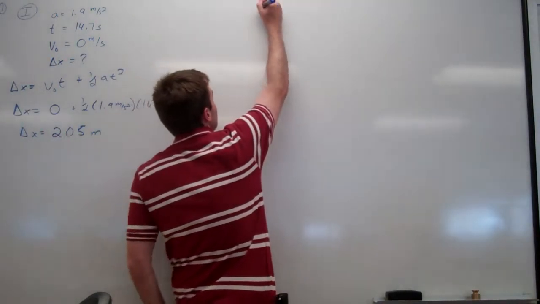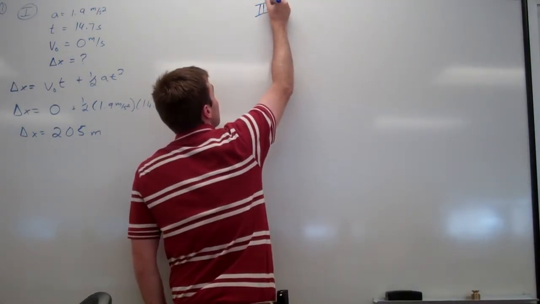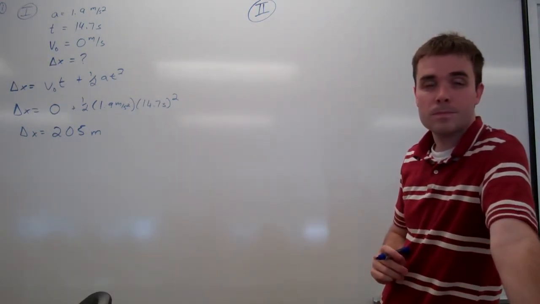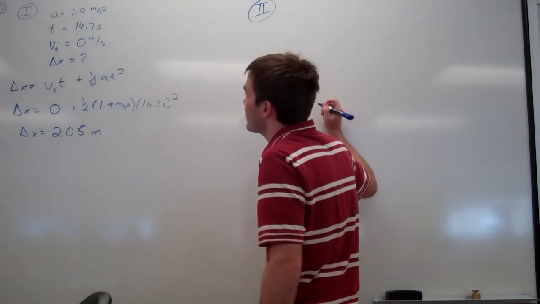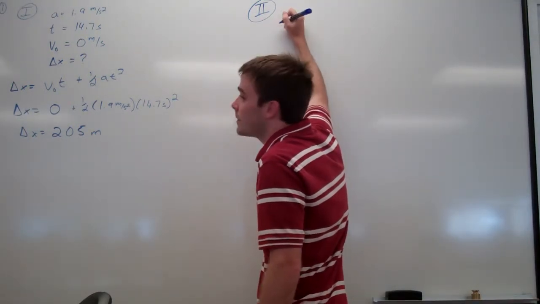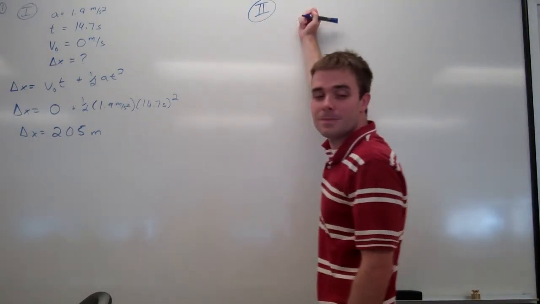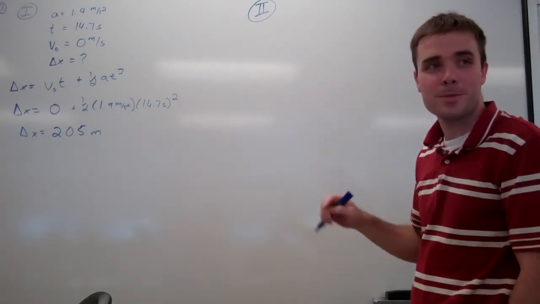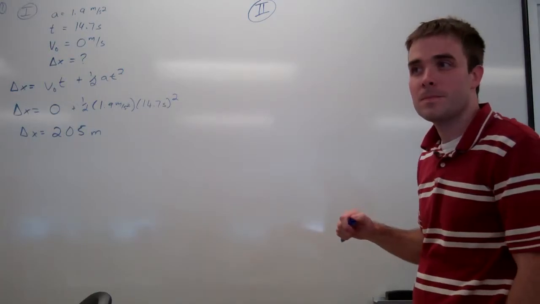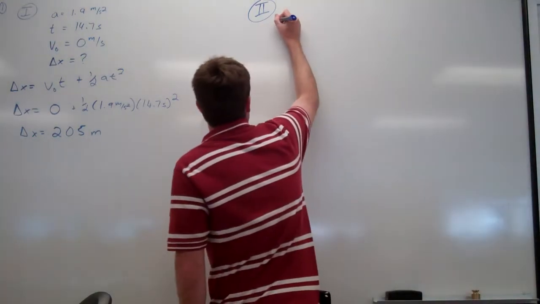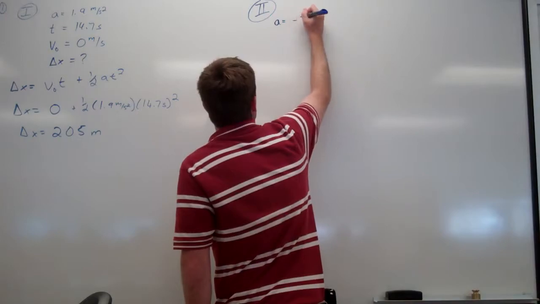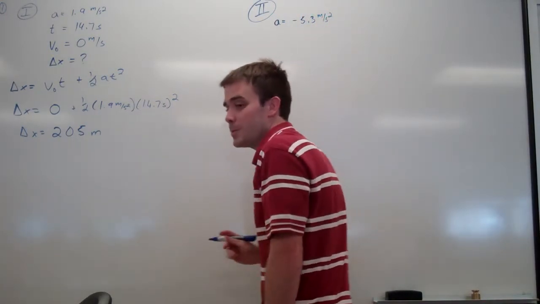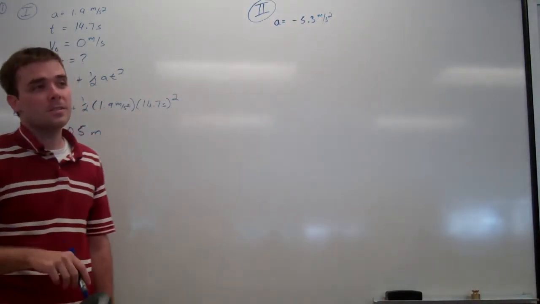Alright, let's look at part 2. What do we know in part 2? Initial velocity is 13.9 meters per second. Question number 2, part 2. Oh, okay. What else do we know about the second part of this problem? Deceleration, or acceleration. Yep, so we know the acceleration is what? Negative 5.3 meters per second squared. Everybody understand why it's negative since it's going to be slowing down?